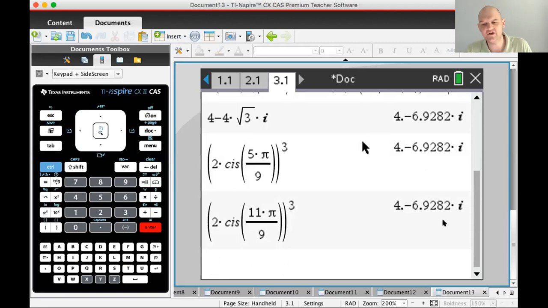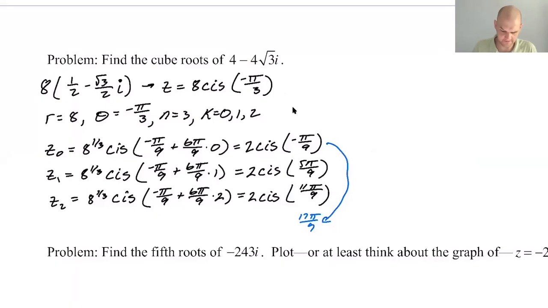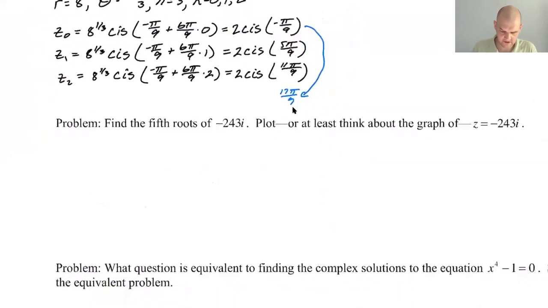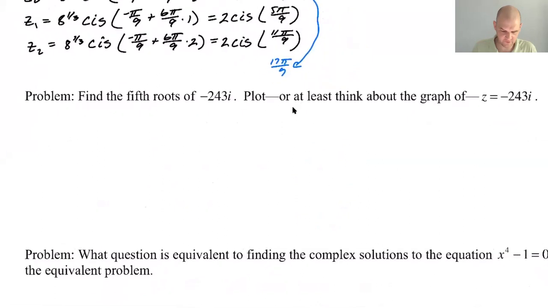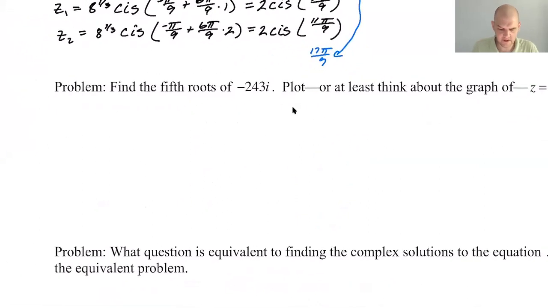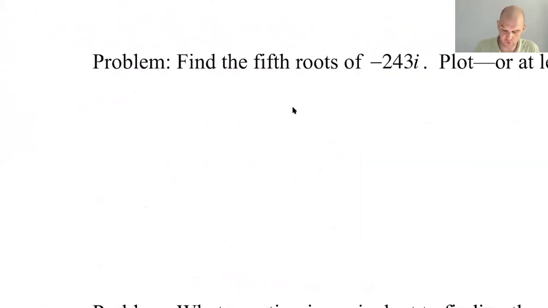All right, so let's try another one. Very algorithmic. I mean, once you know what to do, it's just like a procedure. So let's see. Fifth root. All right. So let's find the fifth roots. So k is going 0 to 4.